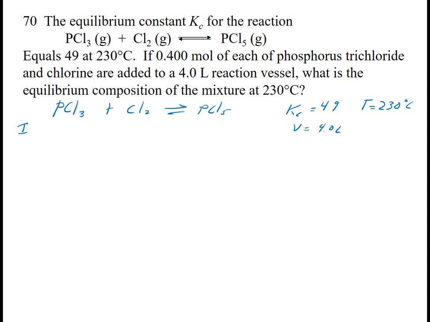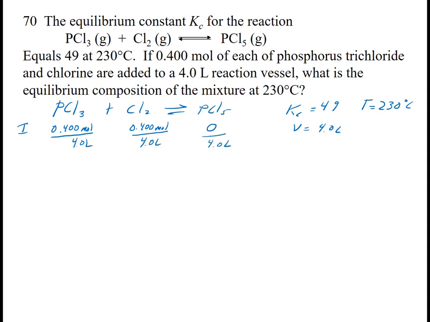I'm told I have 0.4 moles of each phosphorus trichloride, so 0.400 moles and 0.400 moles. And it wants to know what is the equilibrium composition at 230 degrees. So my initial PCl5 is 0. Again, in order to use the equilibrium constant expression, I have to be in molarity. So I'm going to start out by dividing all of these by 4.0, which is my volume, in liters.